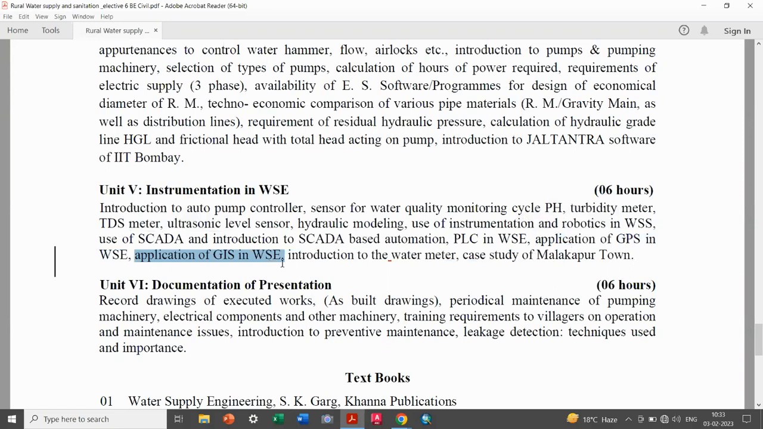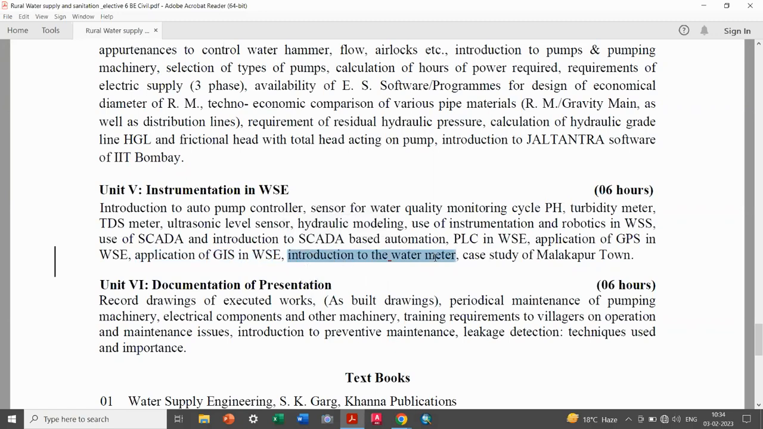Applications of GIS in water supply engineering. GIS is nothing but preparation of good maps. We can have interpretation properly through remote sensing images, and we can use it in GIS to prepare different maps, to plan the water supply schemes for a particular village. So there are various applications of remote sensing and GIS also.